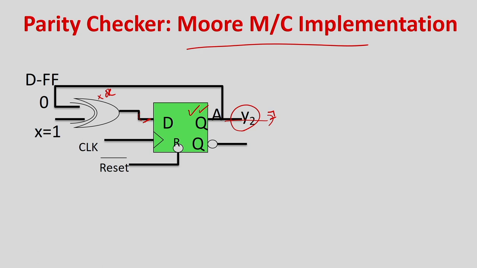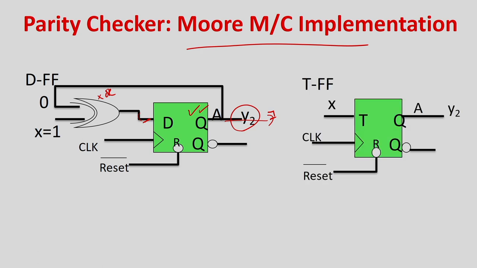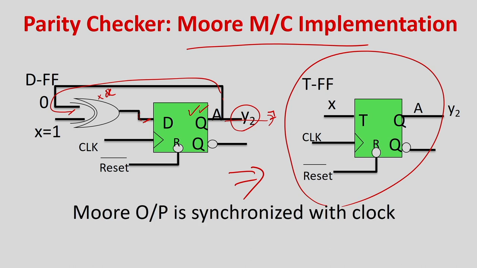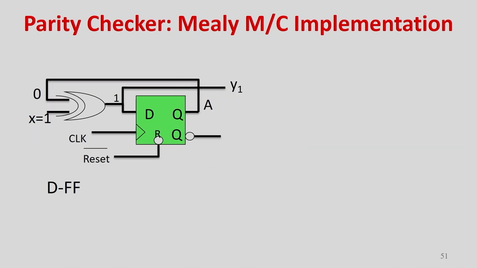So, if you want to implement using a D flip flop, then it is simply a T flip flop. This state is XORed with the input. So this is a simple T flip flop. The implementation of this parity checker is done using a T flip flop, if it is a Moore machine. In the case of Moore, output is purely synchronized with the clock.